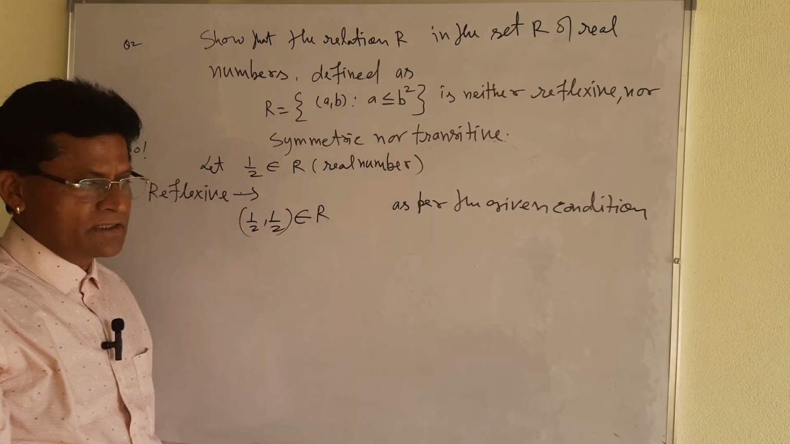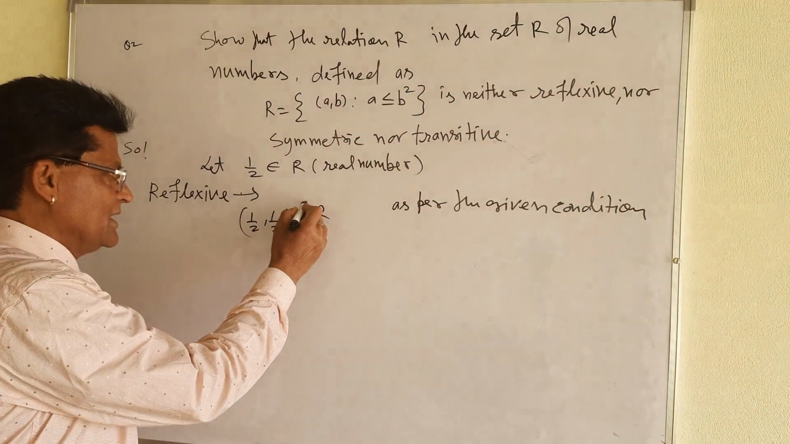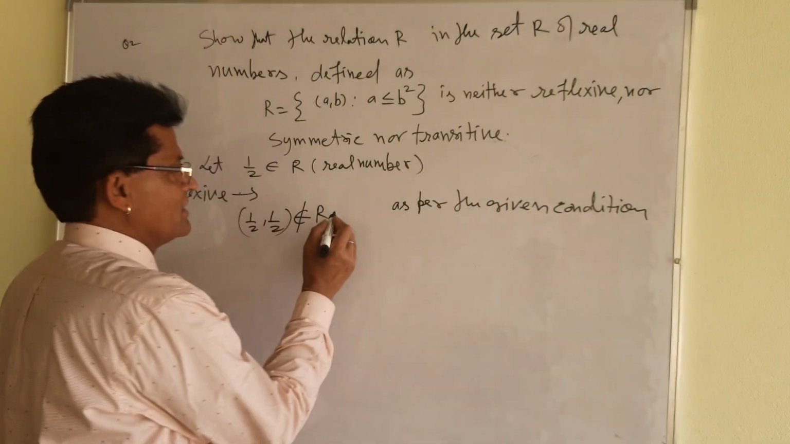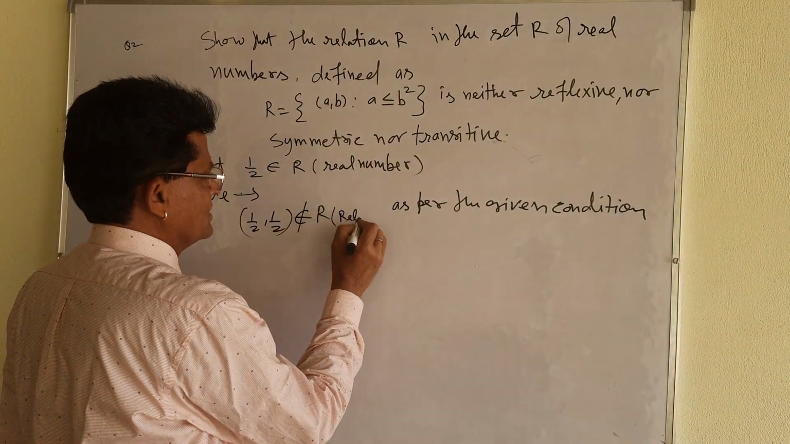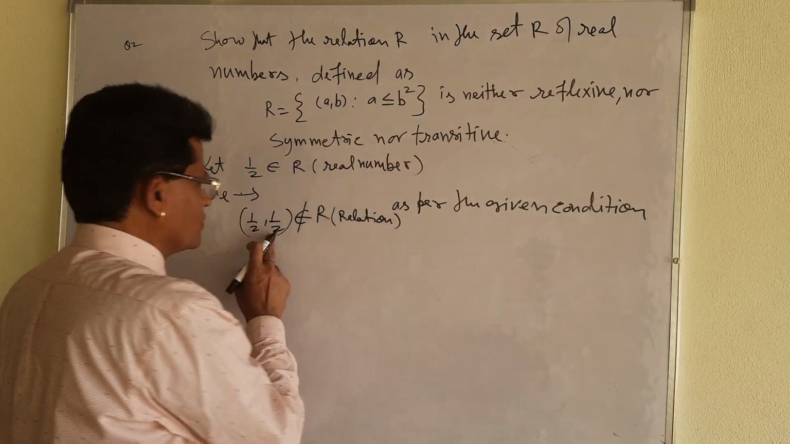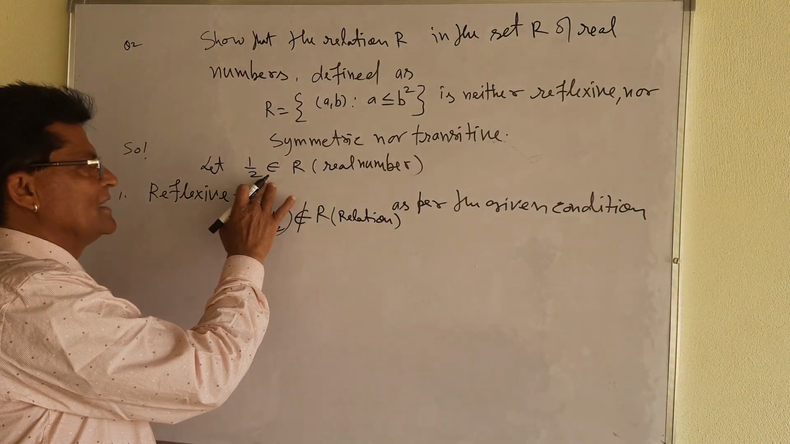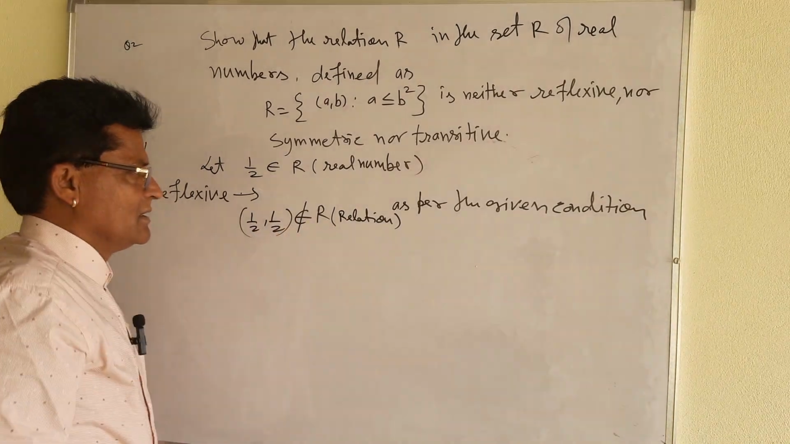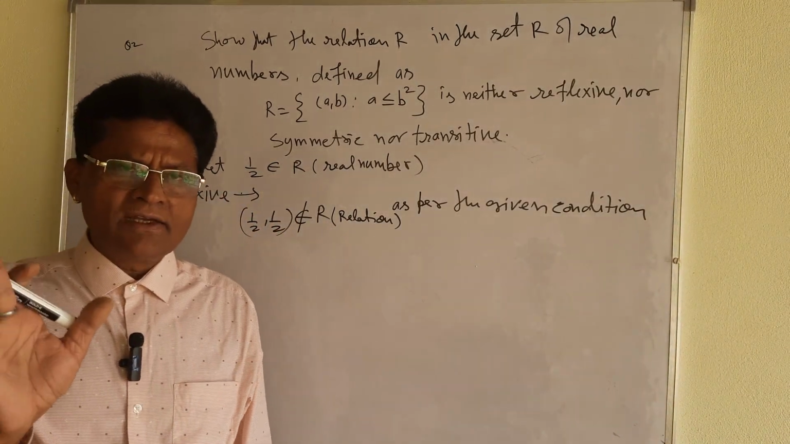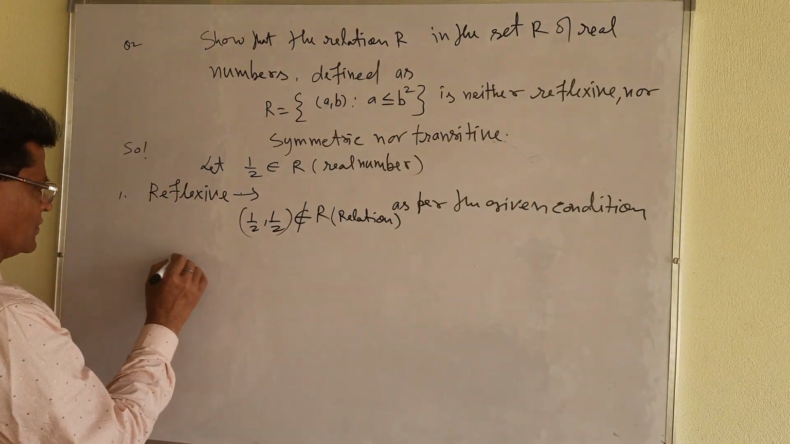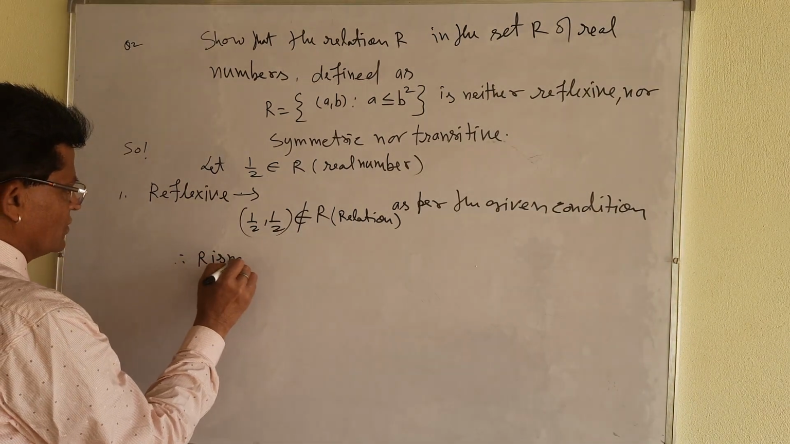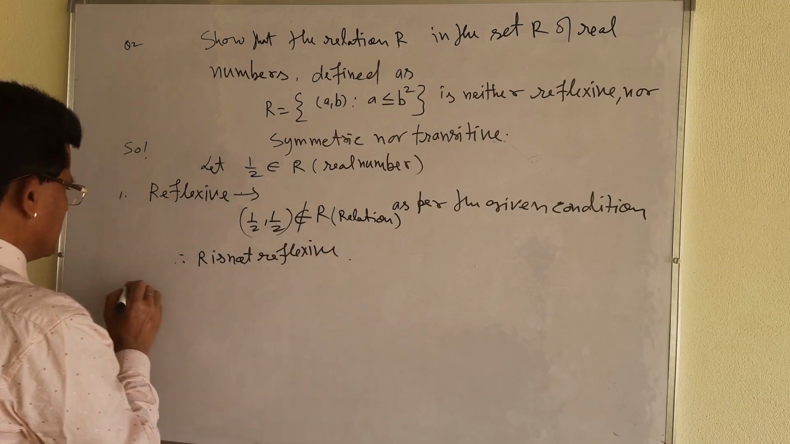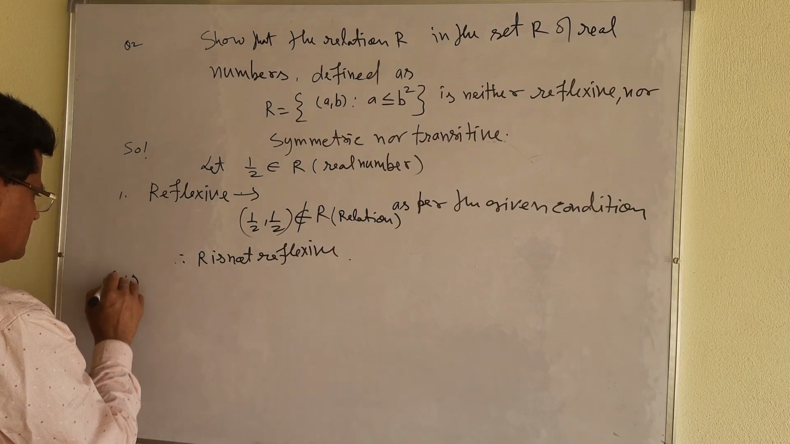A is less than B square. That is not true. That is why it will not belong to R. R is relation. Relation automatically is mentioned, the element belongs to real numbers, and this is an ordered pair. As per this first condition, you can say that therefore R is not reflexive. Then second case, let us take for what?